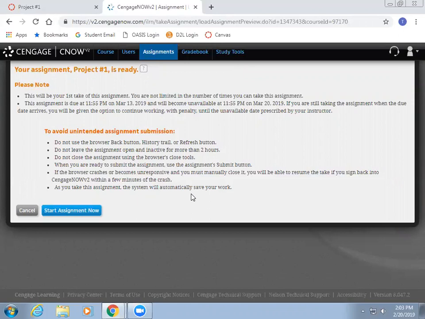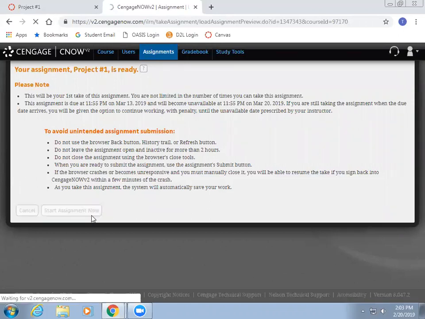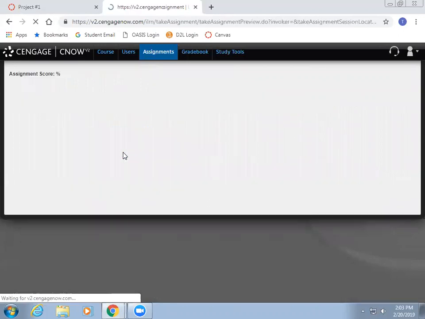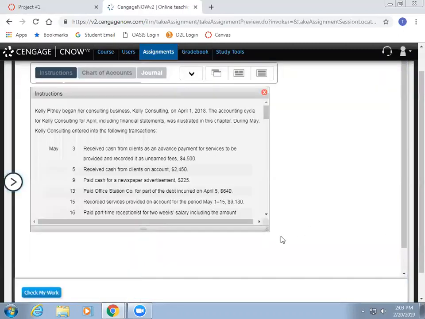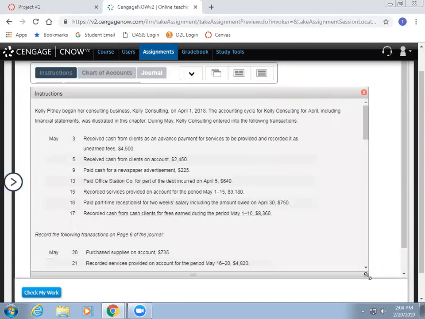So what it looks like, let me go into it here. What you'll be doing is basically going through the entire accounting cycle for 1 month. Here in a little bit, you can print off these instructions if you would like. We have Kelly Pitney, who's starting her consulting business, Kelly Consulting, on April 1st. We're going to assume she's logged the transactions for April 1st. So we're going to start in May, and you're going to journalize and post all of May's transactions.